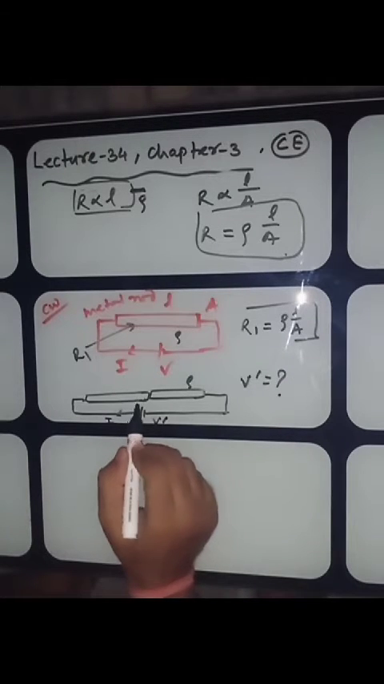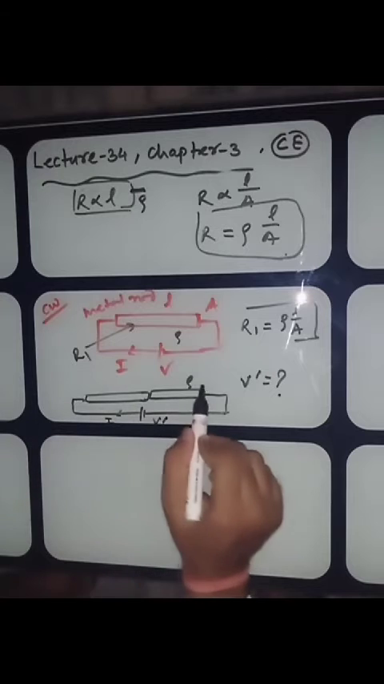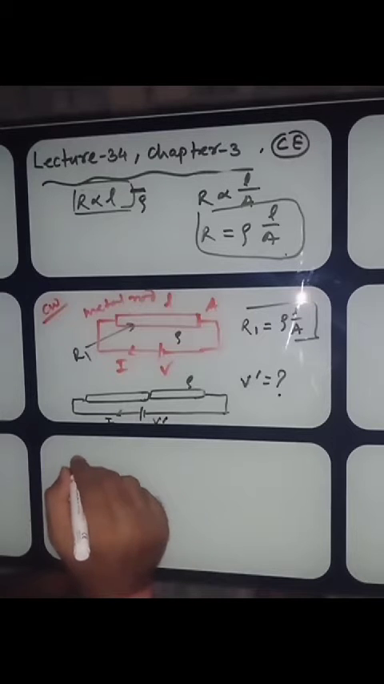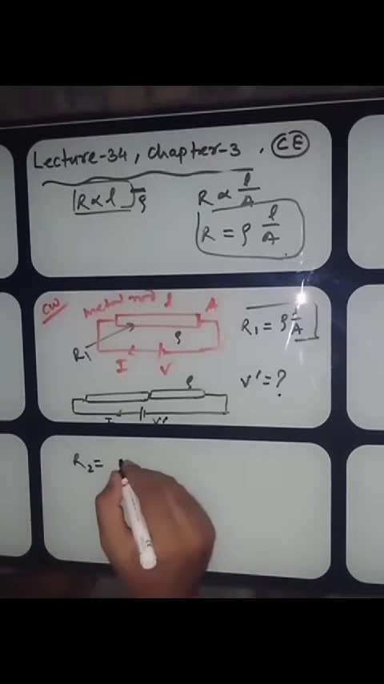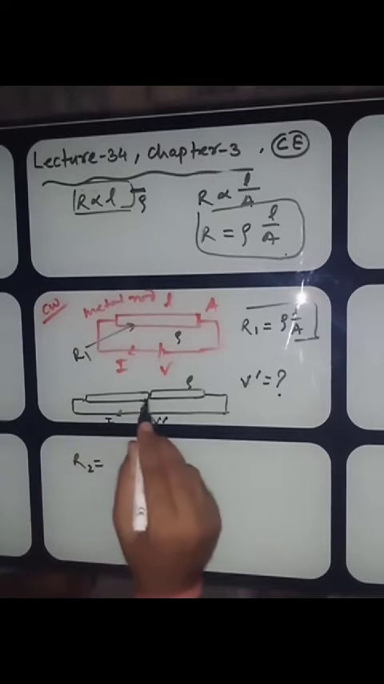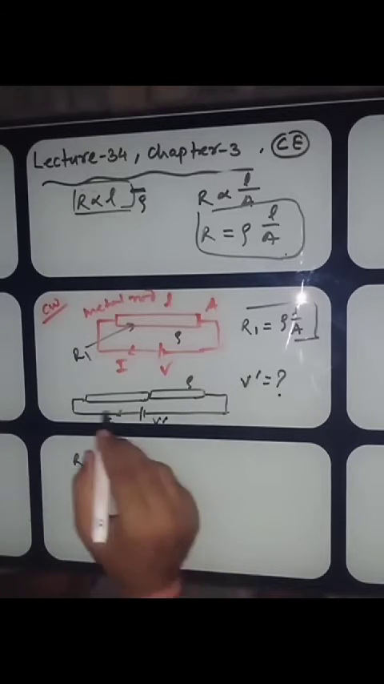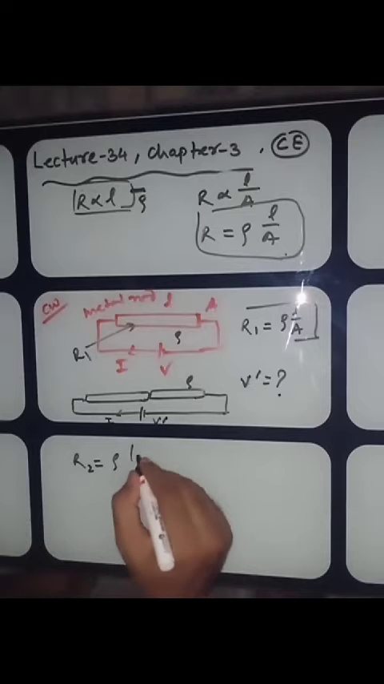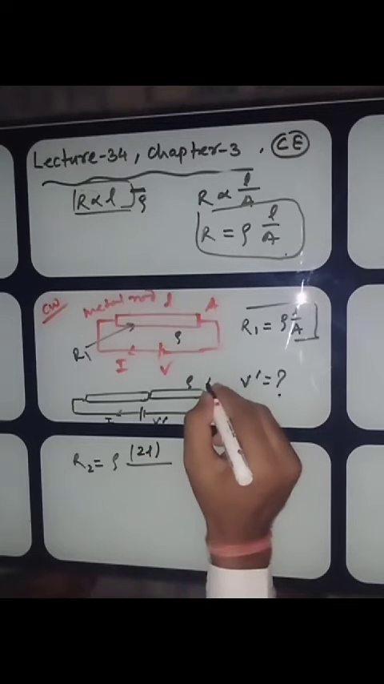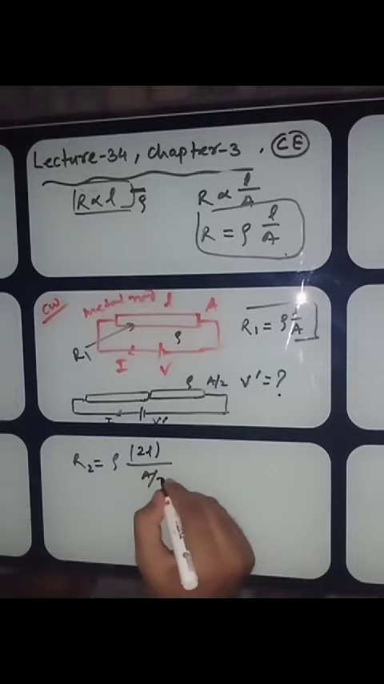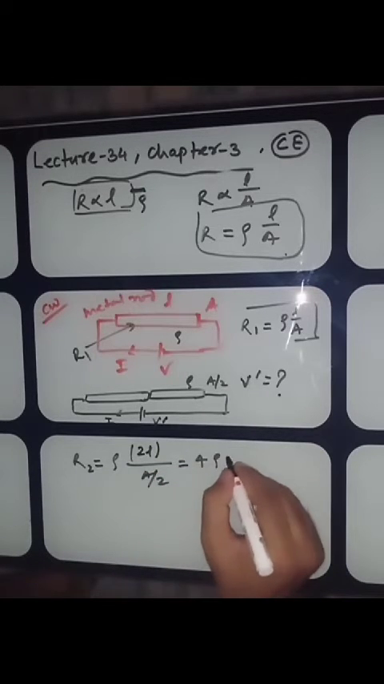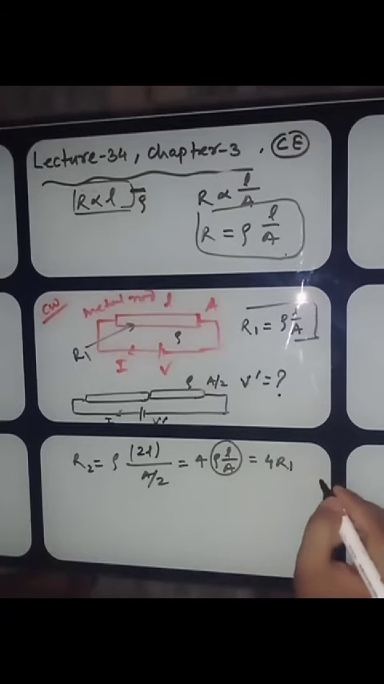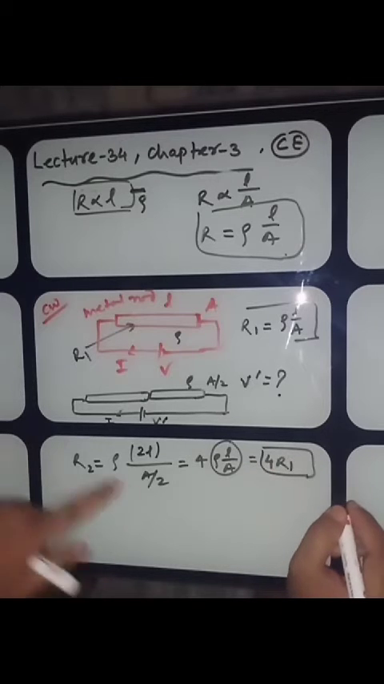Now after cutting, what will be the resistance? You can write the resistance R2 as rho times the length, which will be 2L. The total conductor we are taking here, the length is 2L. What will the cross section area be? Here the cross section area will be A by 2. Am I right? So it is 4 times rho L by A. You can see this is nothing but R1. So you can write it as 4 R1. Okay, 4 R1. This is R2.